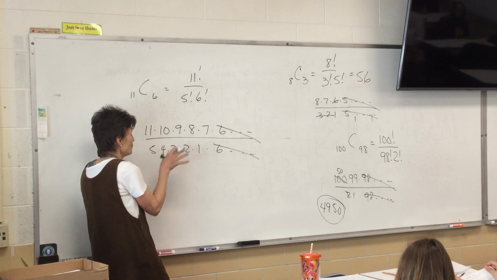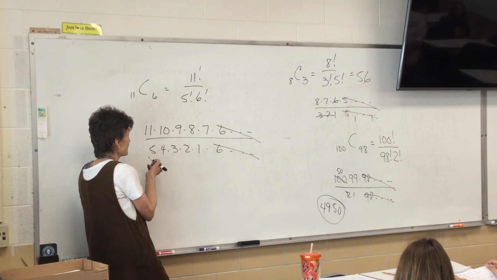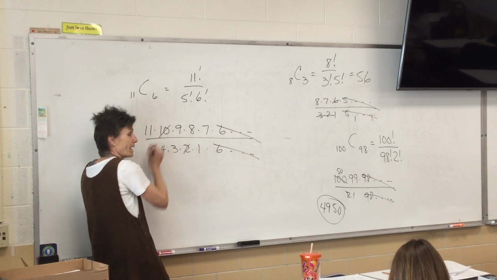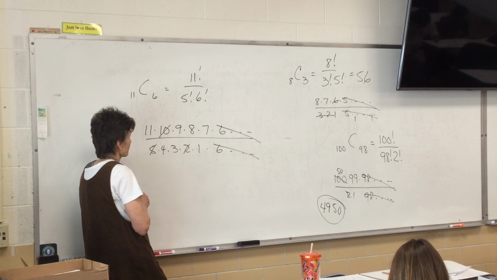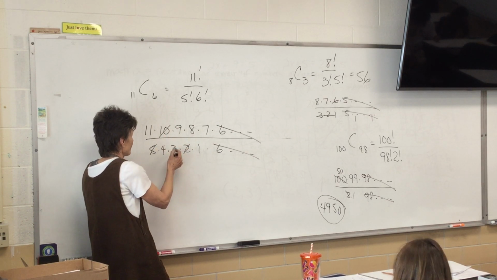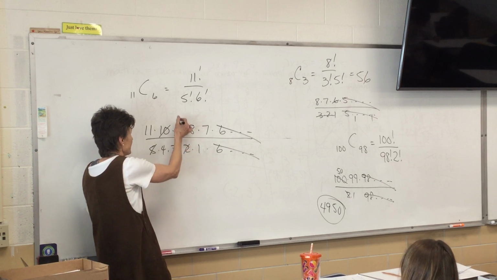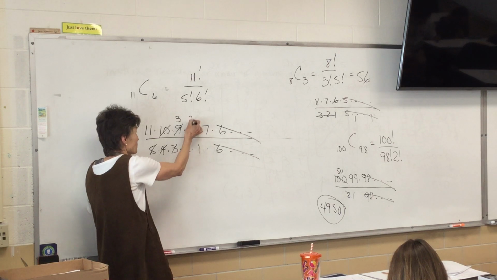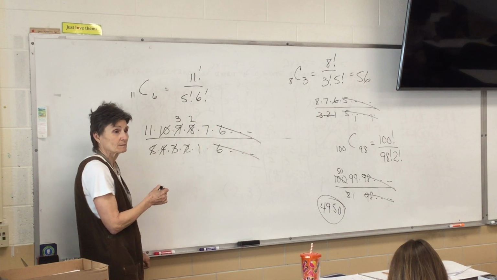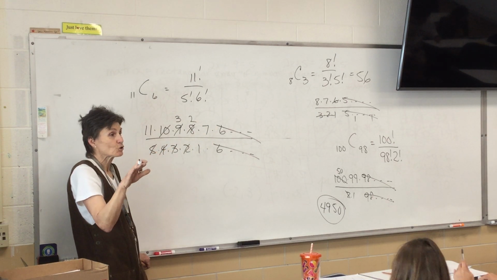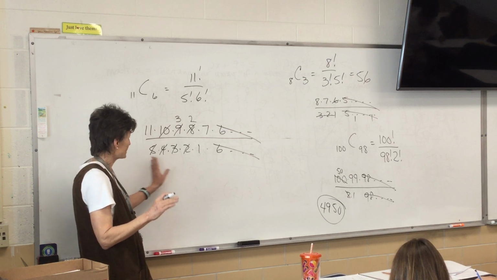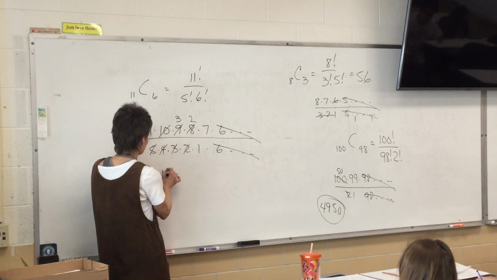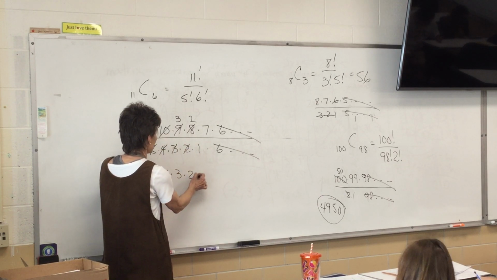Now, you can do a lot of canceling here. For example, 5 times 2 is 10. And 3 will go into 9 3 times. And 4 will go into 8 twice. Your whole denominator should always all cancel out. So it's all gone. I'm not worried about the 1. So what's left is 11 times 3 times 2 times 7.